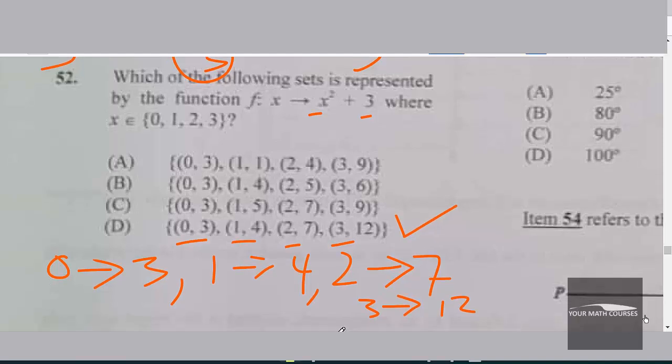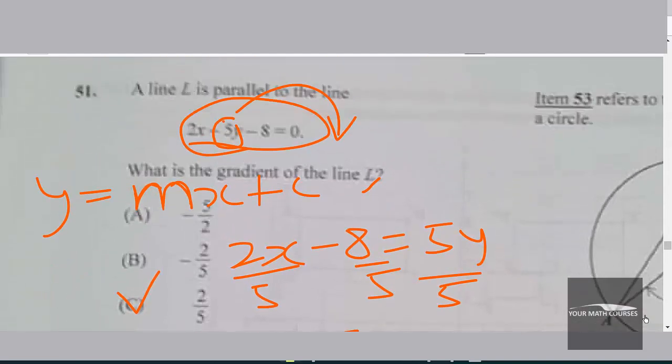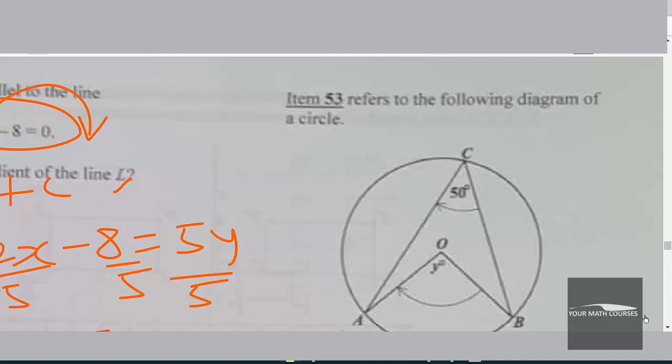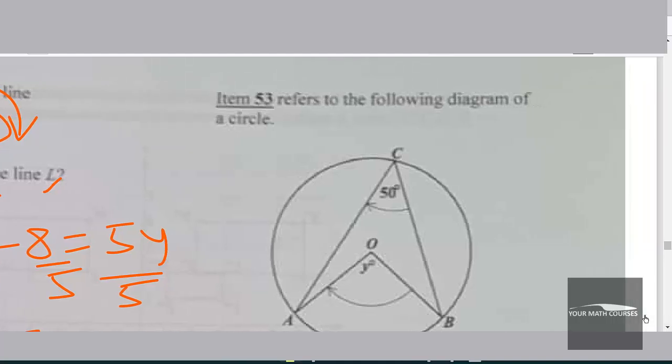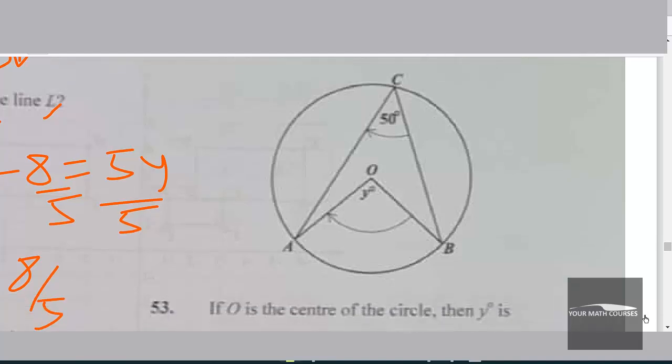Let's look at number 53. Item 53 refers to the following diagram of a circle. So we can see the diagram here. C is on the edge of the circle, and O is the center, and the angle at the center is Y, and the one on the edge is 50.